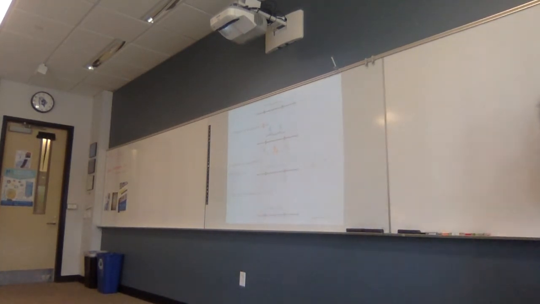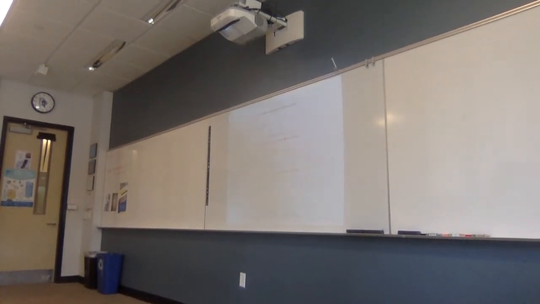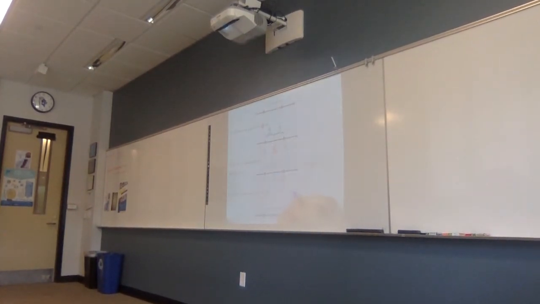So algebraically, what would I do first? Plus 5. I'm going to add 5 to both sides. Very good. That gives me 2 times the absolute value of x minus 1 equals 8. Then what would I do? Divide both sides by 2, giving me absolute value of x minus 1 equals 4.